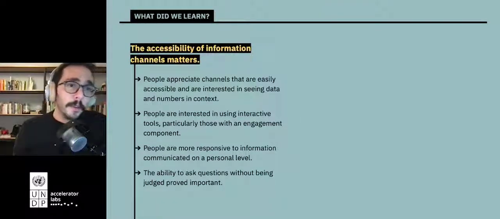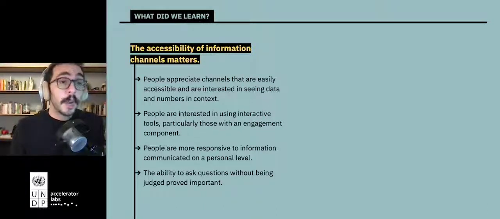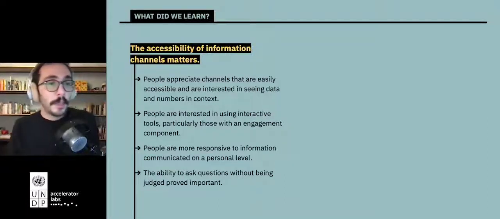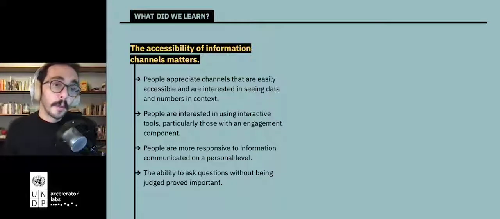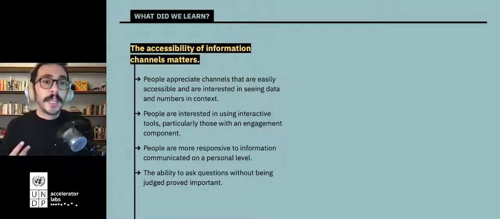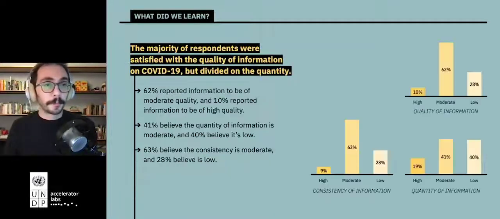The accessibility of information channels also mattered. People appreciate channels that are easily accessible and are interested in seeing data and numbers in context. People are interested in using interactive tools, particularly those with an engagement component, as we saw earlier, and people are more responsive to information communicated on a personal level. Also, the ability to ask questions without being judged proved to be important.